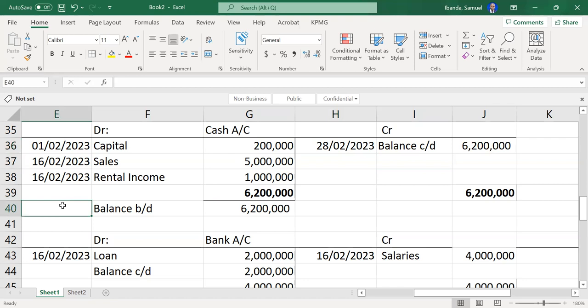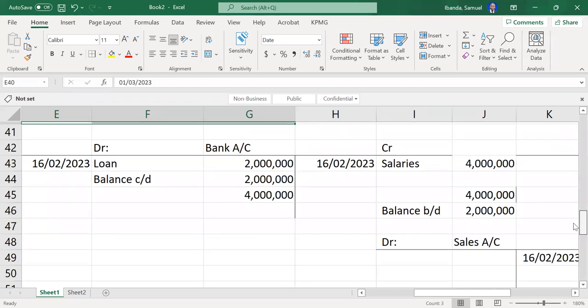Now, balance brought down is usually the date for the next period. So you're going to have 1st of March 2023. That is how it applies for the balances. Sometimes some people will want to use the end date still, but in practice, as you're closing off your February with this amount, you're beginning the new month with this amount of 6.2. So it's very important to take note of that.